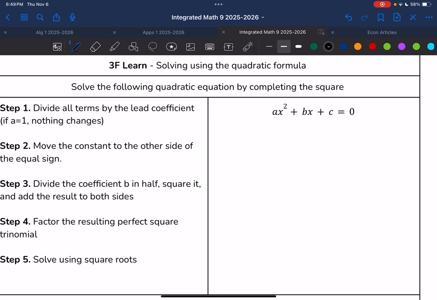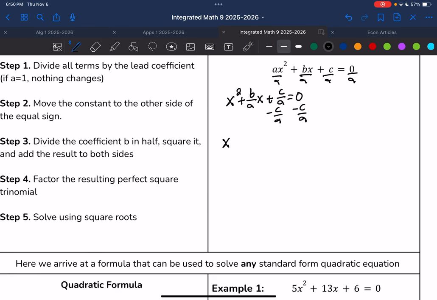I'm going to start by actually dividing everything by a here, just because that a in front of the x squared is a little pesky. So I'll divide everything by a, and that turns it into x squared plus b divided by a times x plus c divided by a is equal to 0. And now I'll subtract c over a from both sides, kind of mirroring what I just did a second ago. That's x squared plus b over a times x is equal to negative c over a.